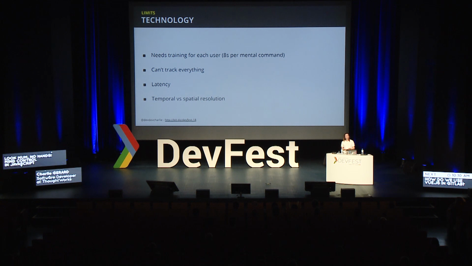And another limit is the temporal versus spatial resolution. So when you have an EEG brain sensor, like this one, the temporal resolution is pretty good because the data comes quite fast, but spatially, it's not great because 14 sensors can't actually track everything that's going on in the brain. You have other ways to track brainwaves like fMRI, where the spatial resolution is great because you see the entire brain when you scan, but temporally it's not great because the scans don't come back as often as you would like.